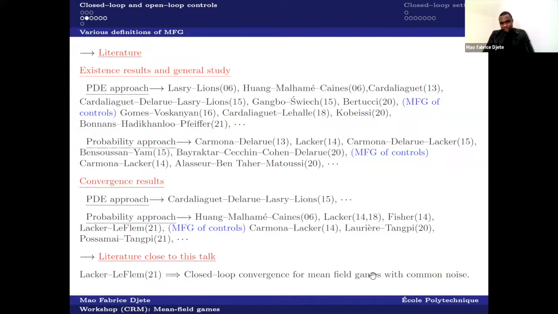And during this talk, especially at the end, I will try to show, in a particular situation, how we can overcome the difficulty appearing in the case of convergence. So I will make a lot of reference to this paper during the talk.